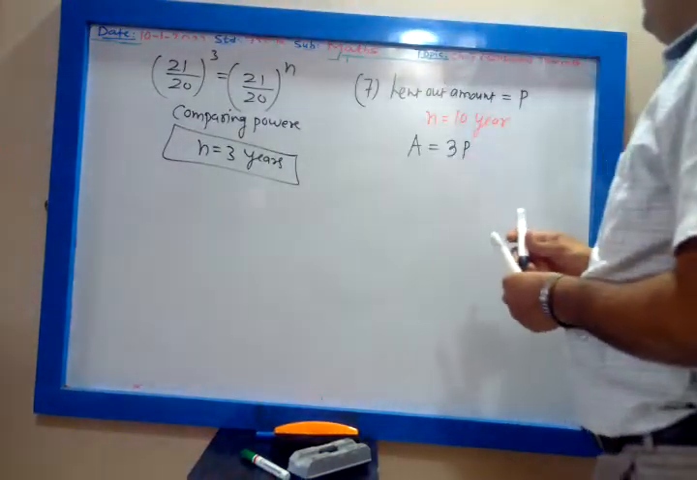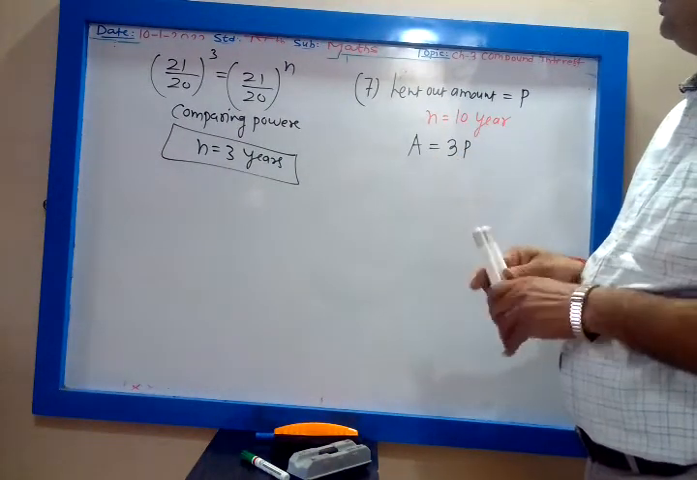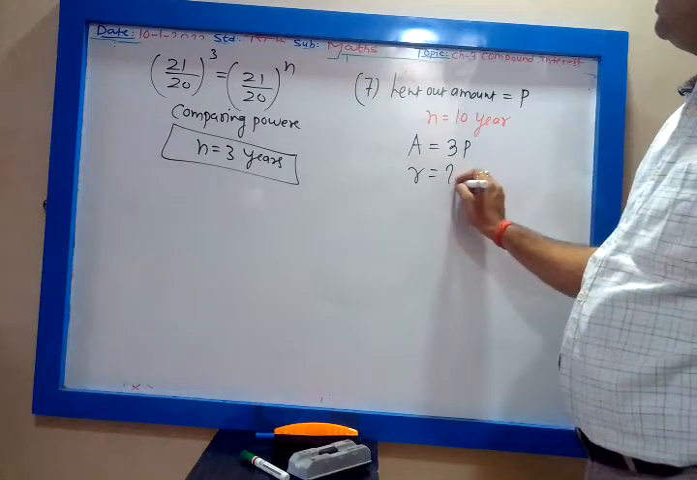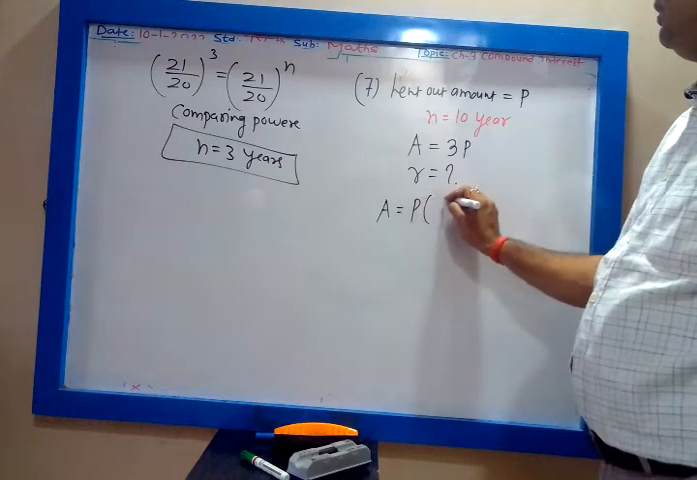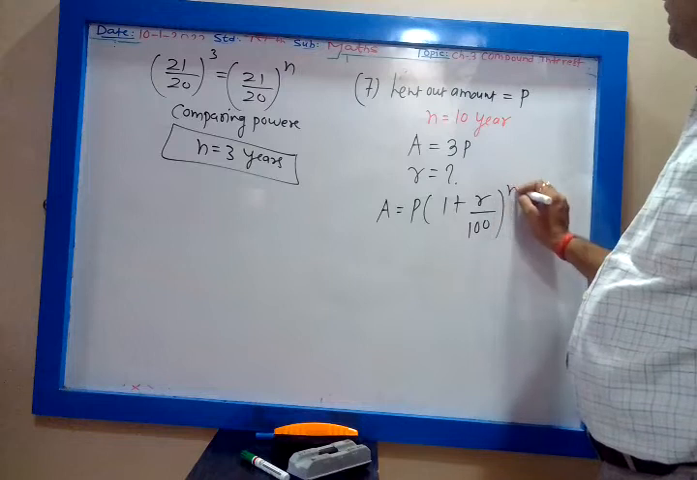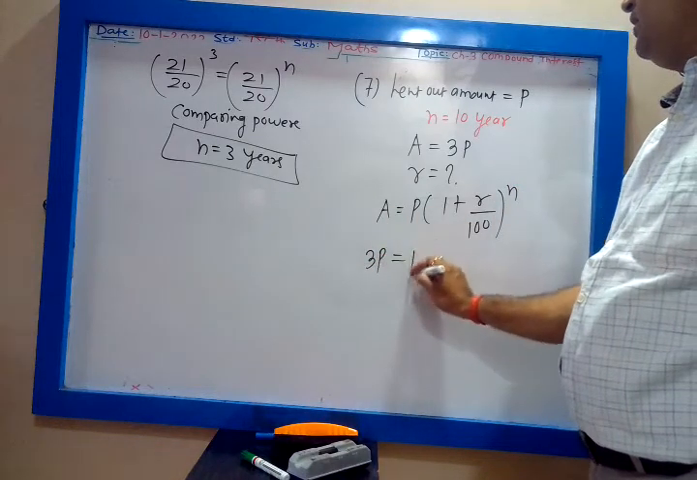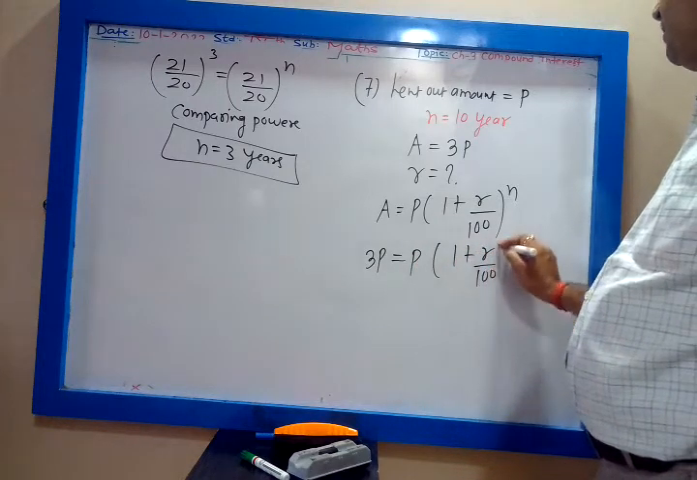So first you calculate R. What is the formula for A? First you have to find A. Rate of interest is not given. So A is equal to P into 1 plus R upon 100 raised to N. But amount A is thrice of principal amount. So 3P is equal to P into 1 plus R upon 100 raised to N.